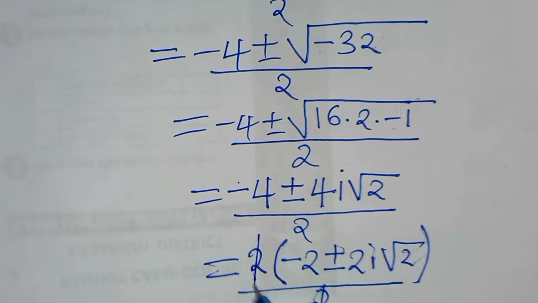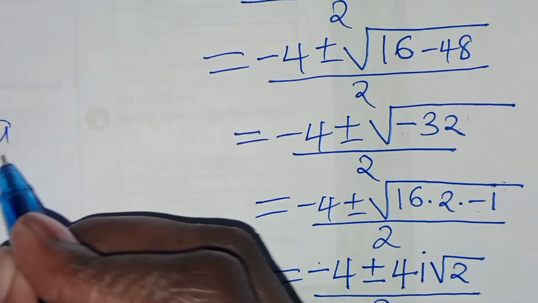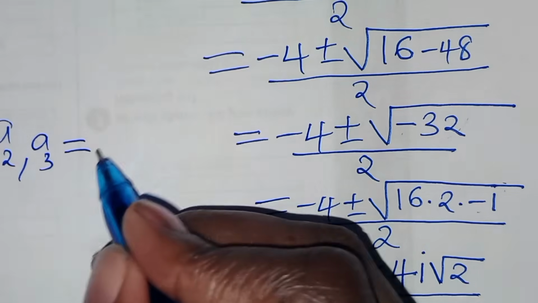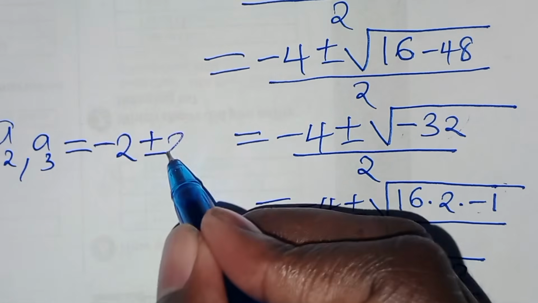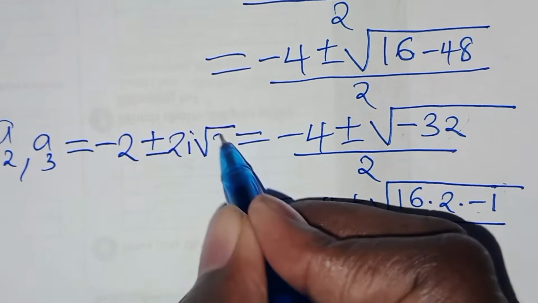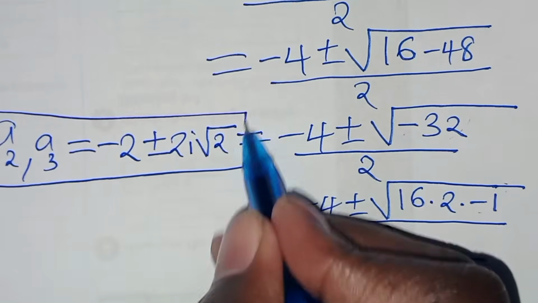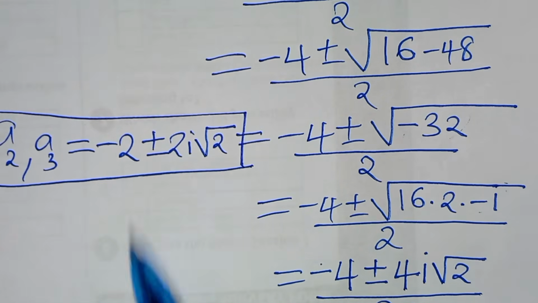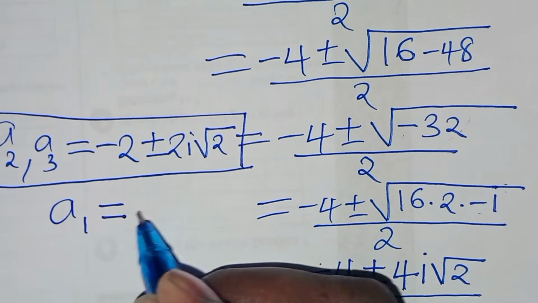So a2, a3 is equal to negative 2 plus or minus 2i square root of 2. These are two complex solutions that we have, and we have only one real solution, which is equal to 3.